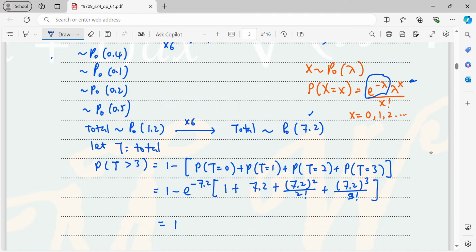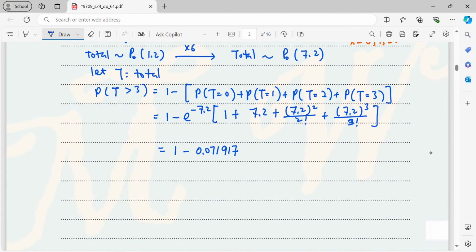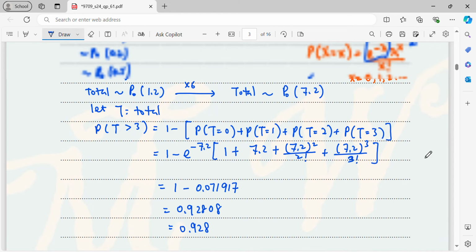Then here you will get 1 minus all the calculations, the value of the exponential together with the brackets. That will be 0.071917. So then I will be getting 0.92808, and rounded to 3 significant figures, that is 0.928. So that is the calculation for the first question.